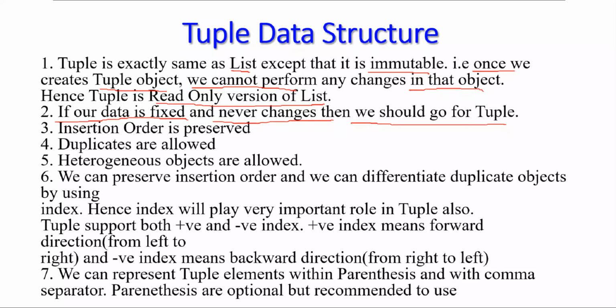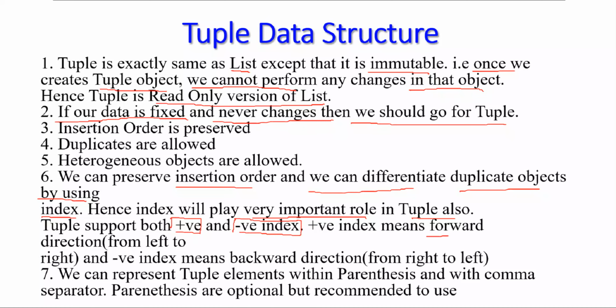So that means we can preserve insertion order and we can differentiate duplicate objects by using index. Hence, index will play a very important role in tuple also. So we have the same indexing concept as list in tuple also. We can retrieve a particular element from the tuple by using the indexing concept. Here also we have both positive index and negative index while accessing the elements from the given tuple.